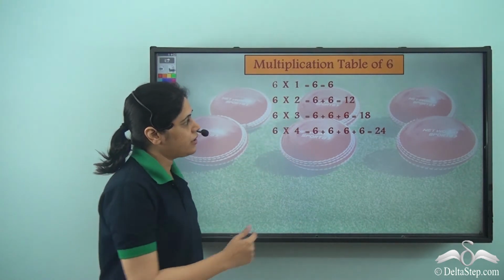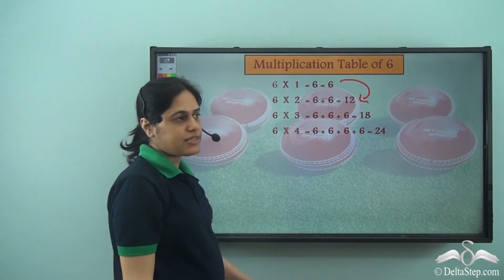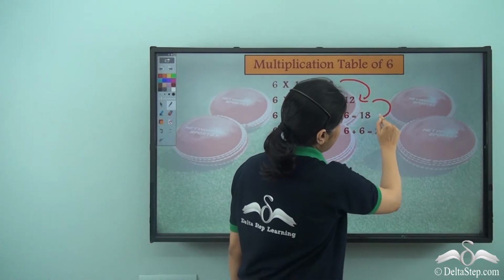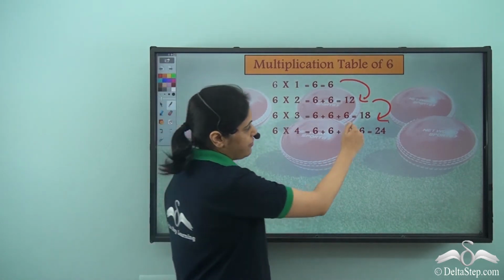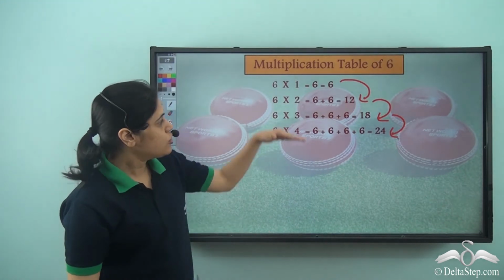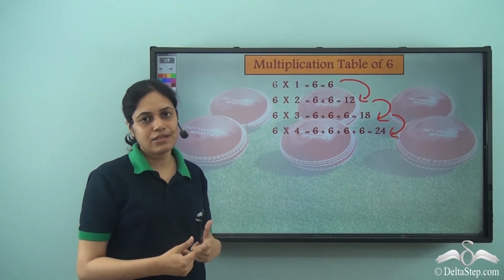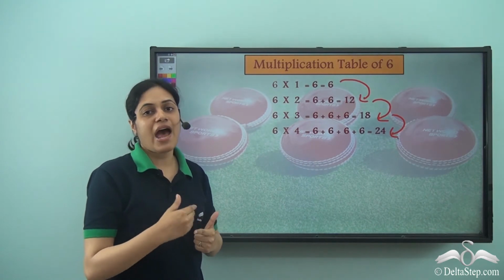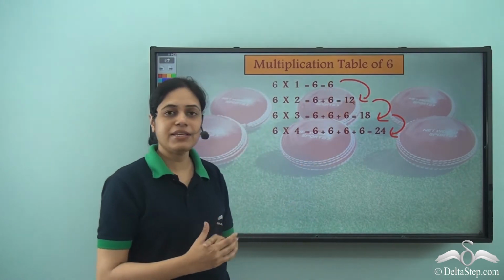Now observe one thing. In every step, this number increases by 6. After 6, I have 12, which is 6 more. After 12, I have 18, which is 6 more than 12. After 18, I have 24, which is again 6 more than 18. So in every step, this result is increasing by 6. Why? Because this number is increasing by 1. So we are adding 6 one more time. So this will increase by 6.